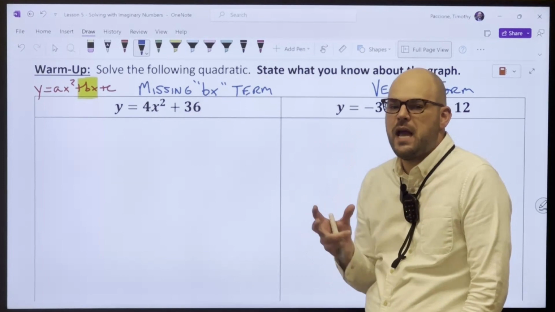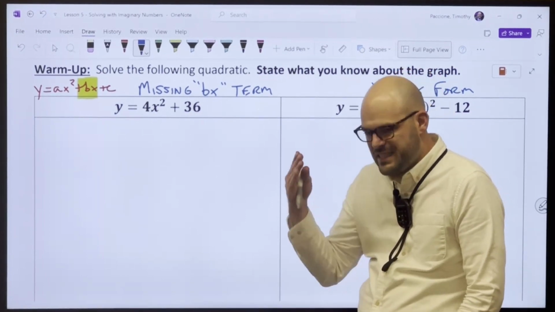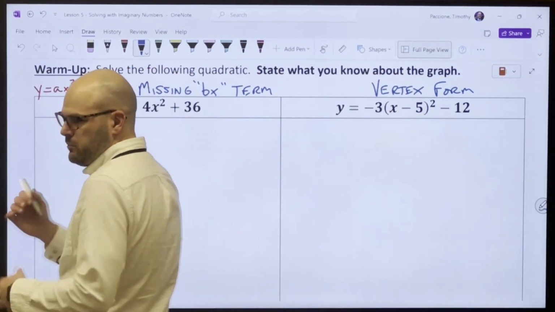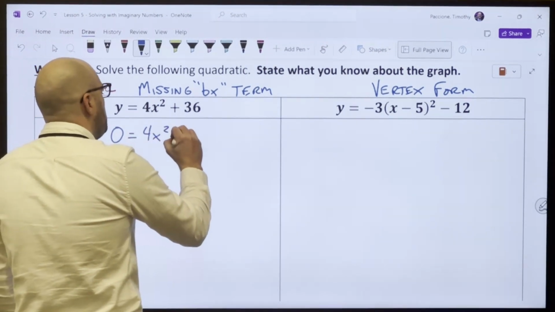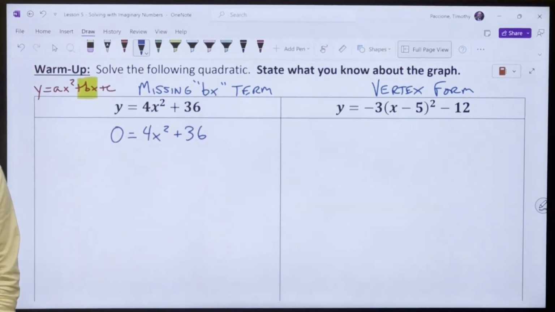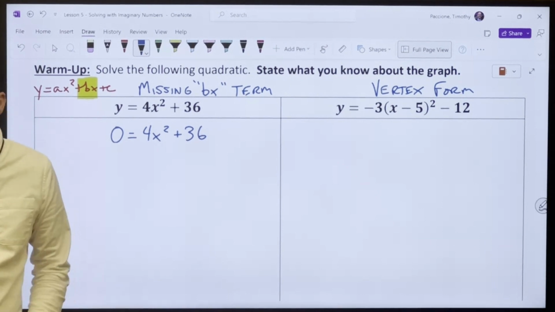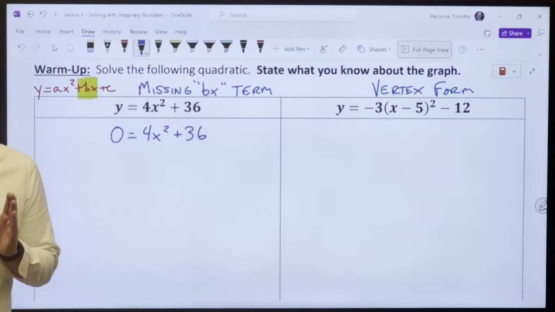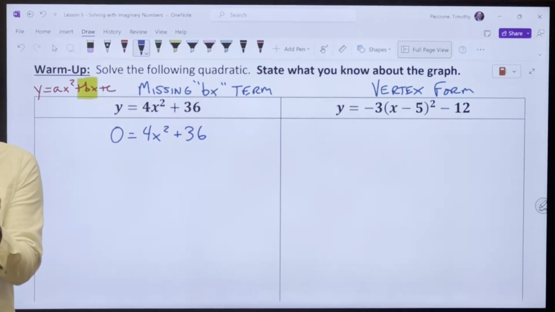All right, so for any of these problems, what's the first thing we do? We set y equal to 0. So 0 equals 4x squared plus 36. Now, what's my strategy before I square root? There's something we have to do. You gotta put the number on the other side. You're describing steps as part of the strategy, but what's my goal? To get the x squared by itself. We say isolate the square. Get it by itself. Whatever is being squared.